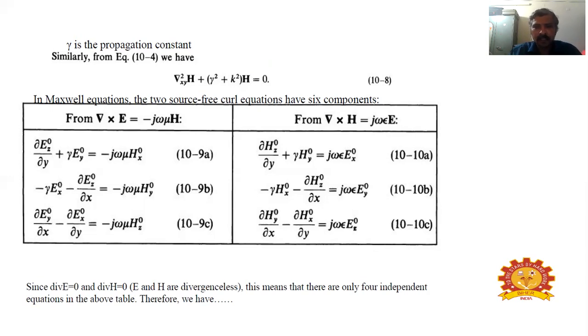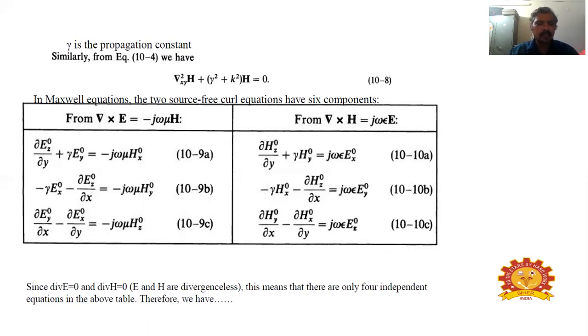Similarly, from del cross H is equal to j omega epsilon E, we have the following three equations. Dou Hz by dou y plus gamma Hy is equal to j omega epsilon Ex. Minus gamma Hx minus dou Hz by dou x is equal to j omega epsilon Ey. Dou Hy by dou x minus dou Hx by dou y is equal to j omega epsilon Ez.